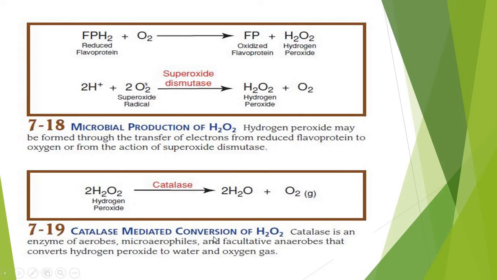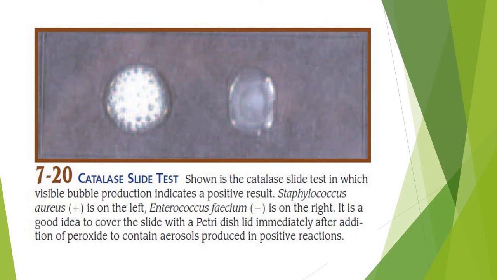Catalase mediated conversion of hydrogen peroxide. Catalase is an enzyme of aerobes, microaerophiles and facultative anaerobes that converts hydrogen peroxide to water and oxygen gas. Here you can see the test, how to perform the test. First of all, we take a drop of hydrogen peroxide and put it onto a sterile slide.